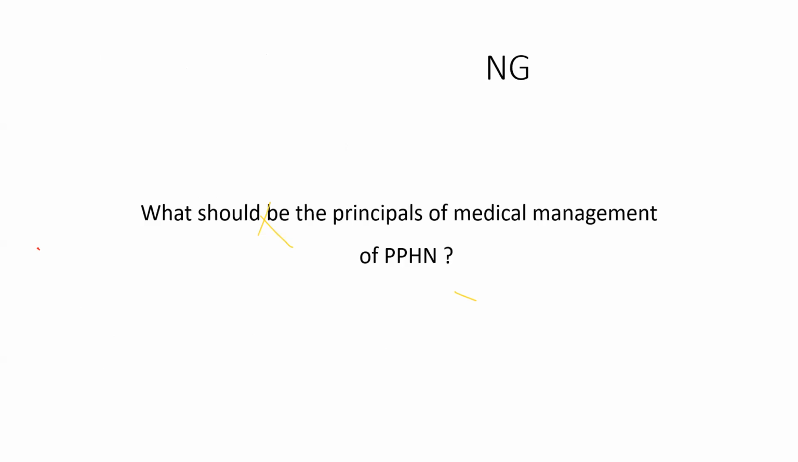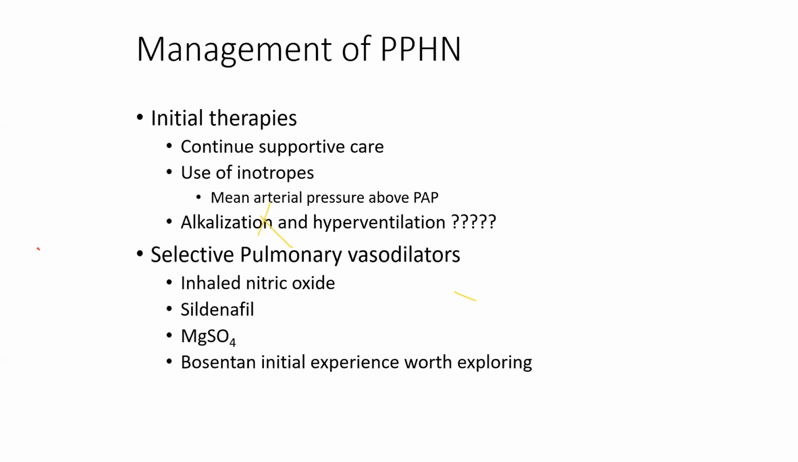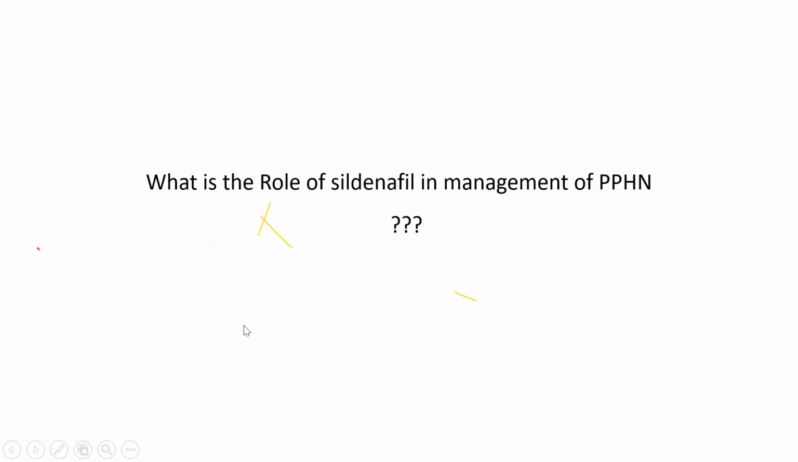Suppose in this case your PPHN is worsening, then what other adjuncts can we have? We can have supportive management and pulmonary vasodilators. Supportive management means you have to increase your systemic pressure to counter the pulmonary pressure. Alkalinization and hyperventilation are not recommended because of their potential adverse effect on the brain. If NO is available, it is the first line and ideal treatment. Otherwise, sildenafil or magnesium sulfate can be tried.